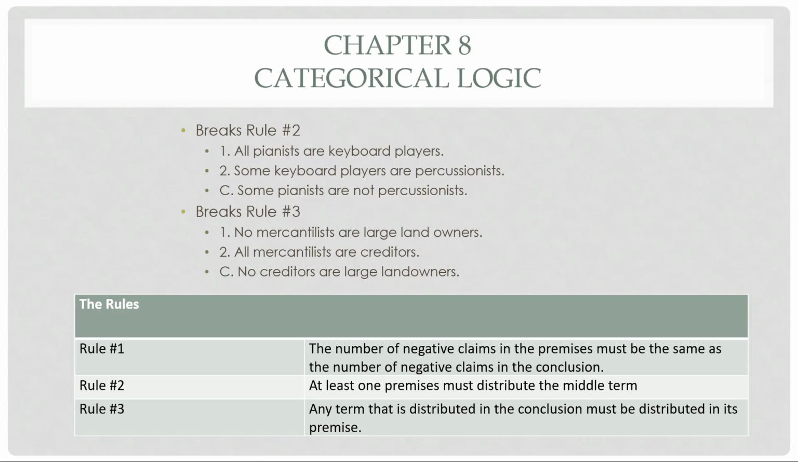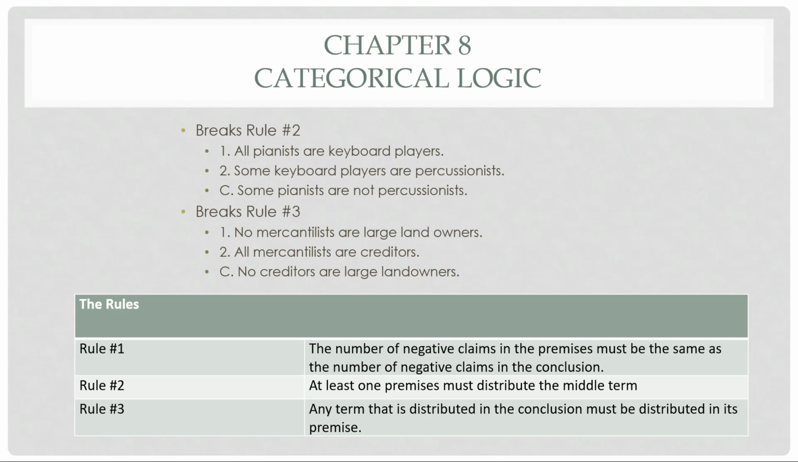So all mercantilists are creditors. That does not distribute creditors because in an all claim, only the subject is distributed, not the predicate. And in the first premise, no mercantilists are large landowners, that doesn't break the rule because both are distributed. But all it takes is one. So the term creditors is distributed in the conclusion, but premise number 2 doesn't distribute it. So it breaks the rules.